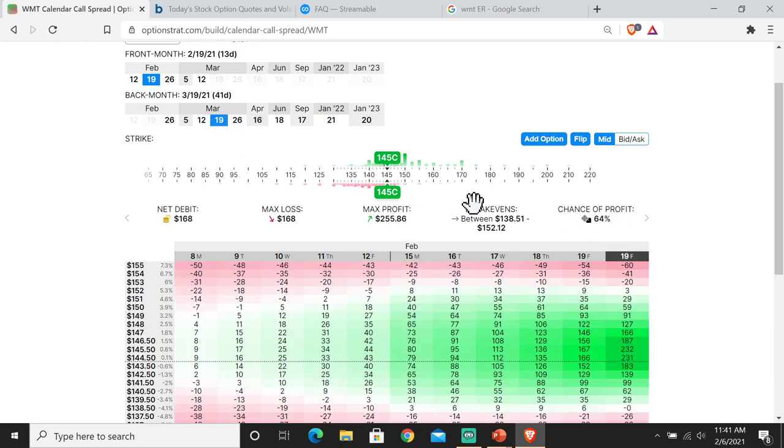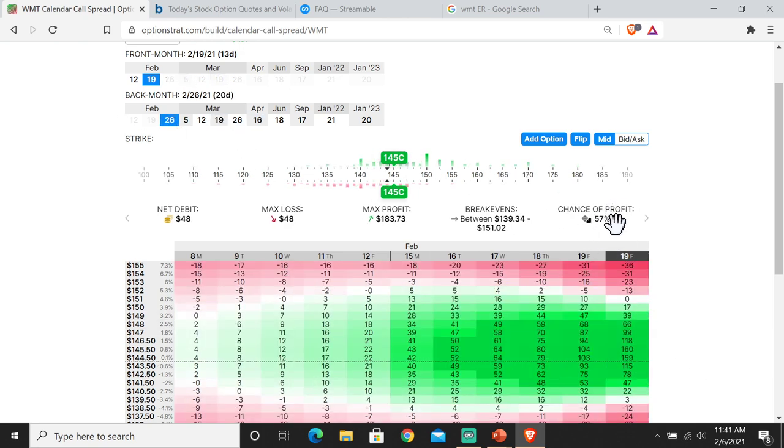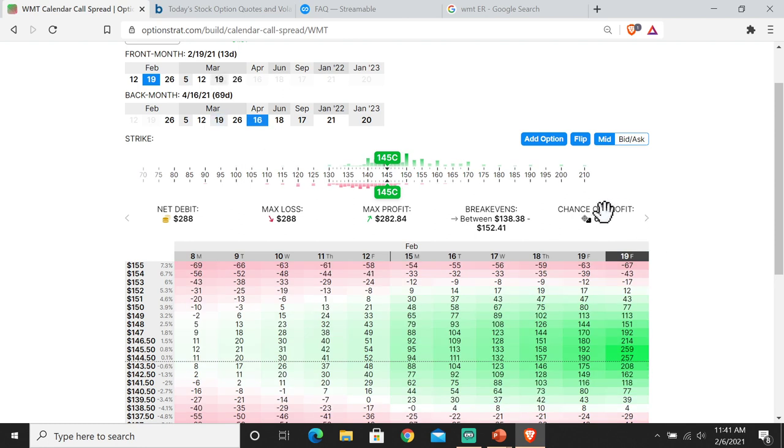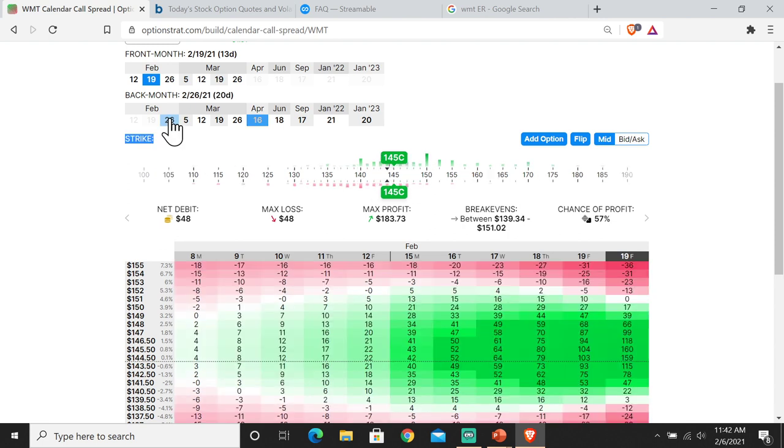So you see here the chance of profit is 57% if I just pick one week out. If I pick March 19th, it's 64%. And if I pick April 16th, it's 66%. Basically, because the option has more chance to recover any lost value if something weird happens, right? But yeah, I'm just going to look at 19 and 26 for the example here.